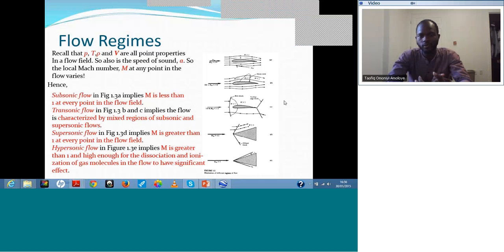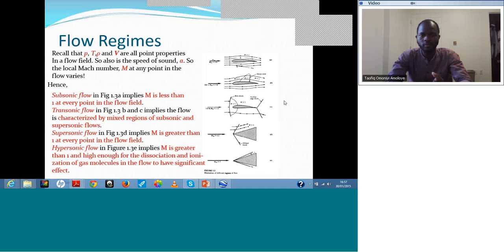The transonic flow is one in which the characteristics of both the subsonic and supersonic flows are mixed. That means you have regions of subsonic as well as supersonic flows. That means there are some points where the flow is subsonic and some points where the flow is supersonic.